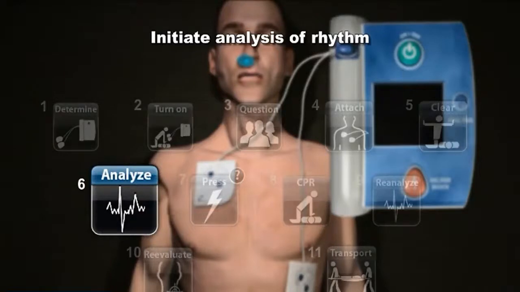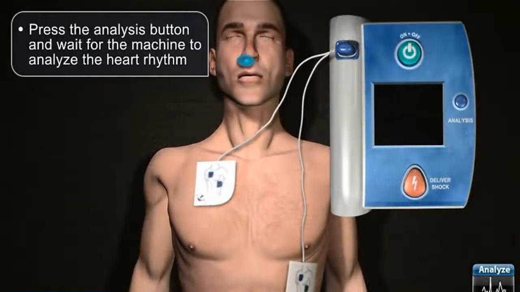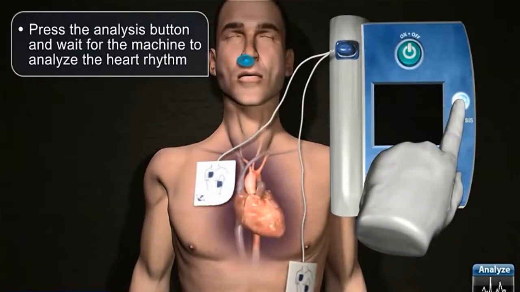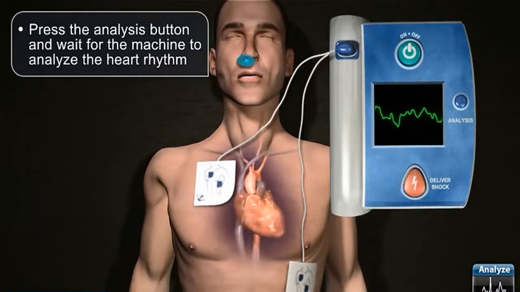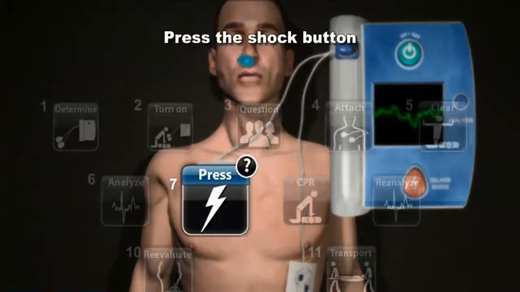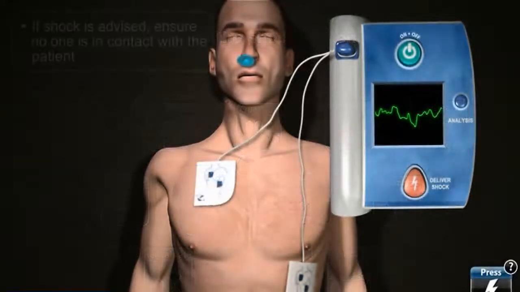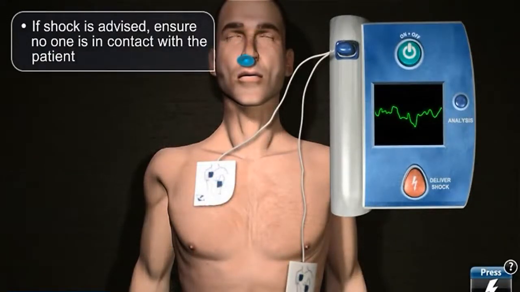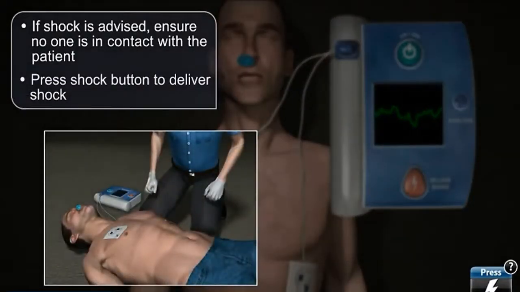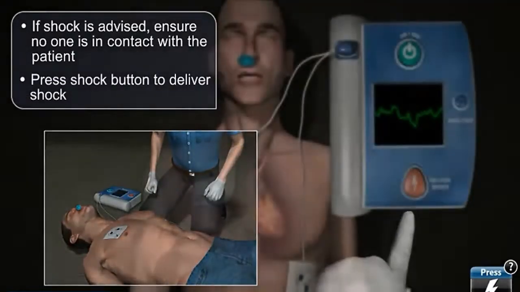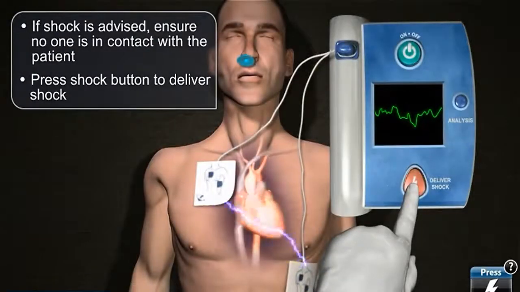Initiate analysis of rhythm. Press the analysis button and wait for the machine to analyze the heart rhythm. Analyzing. Press the shock button. If shock is advised by the defibrillator, Shock advised. Visually check to ensure that no one is in contact with the patient and press the shock button to deliver the electrical shock.